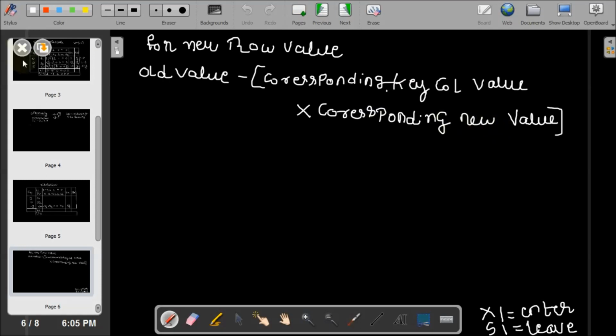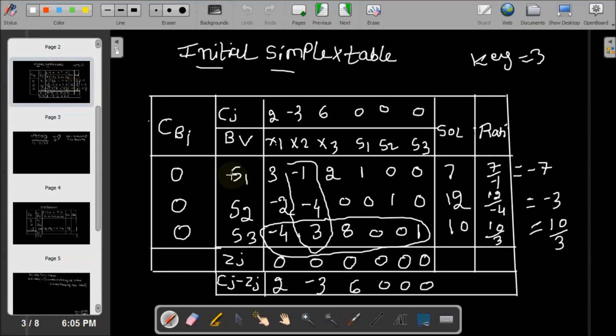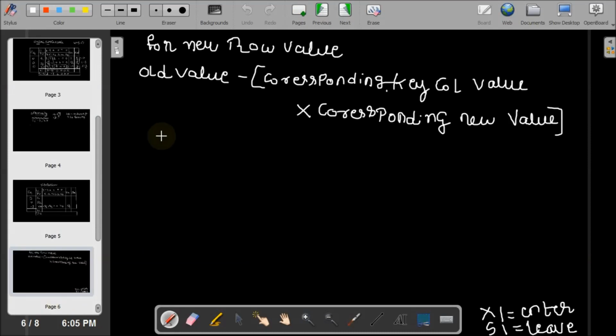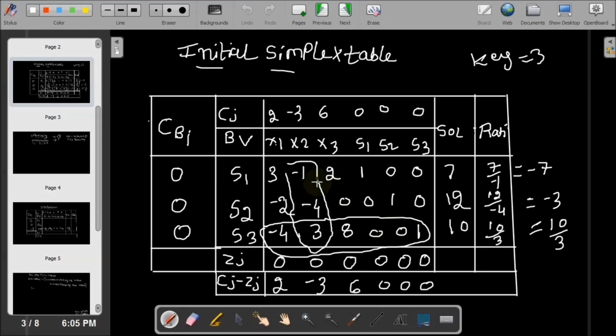Now we will calculate this. For S1 I will show you. What is the old value for the first element of S1? 3. So first I will take up 3. Very simple, guys. Minus corresponding key column value. See, key column value is what? This is the key column, right? Here for this element, what is the key column value? This is the key column value, -1.